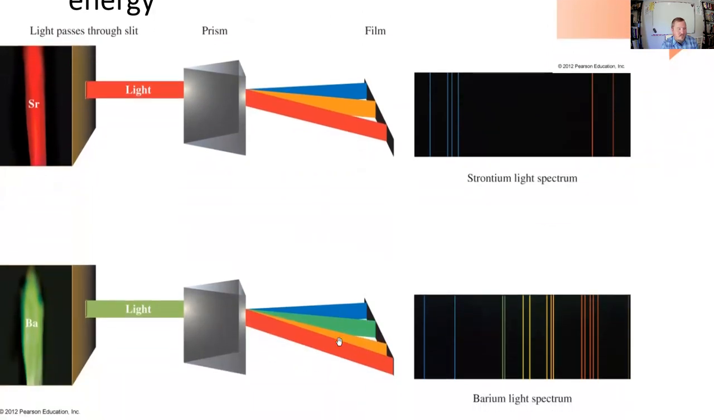If you have a barium sample and you heat it up, it's going to glow green. But when you split that through a prism, you actually get something that looks like a rainbow colored barcode.